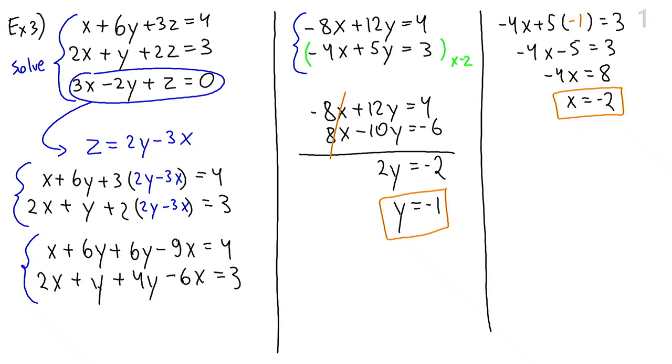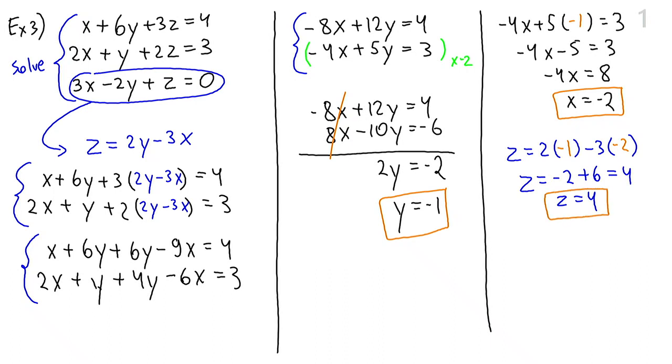And now we can use the third equation we had for z. z is 2y minus 3x. y is negative 1. x is negative 2. So z becomes negative 2 plus 6, which is 4. So z equals 4 is the third entry in our 3 tuple, giving us a final solution of negative 2, negative 1, and 4. This is the 3 tuple that solves the system.